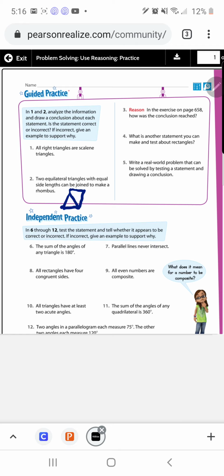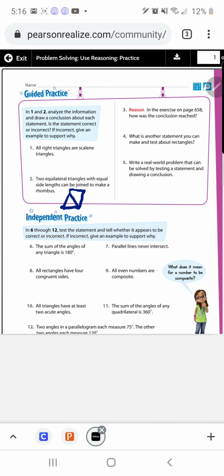All right, number 3, you don't worry about number 3. Number 4 says, what is another statement you can make and test about rectangles? That also goes along with number 4. And don't worry about number 5 either. Let's just go straight into number 6.